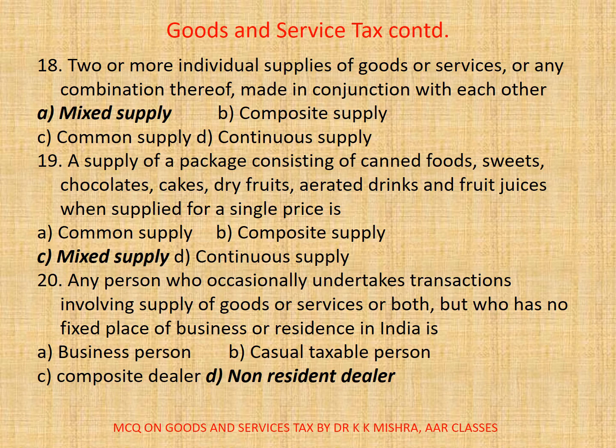19. A supply of a package consisting of canned foods, sweets, chocolates, cakes, dry fruits, aerated drinks and fruit juices when supplied for a single price is. Options are A. Common supply, B. Composite supply, C. Mixed supply, D. Continuous supply. The correct option is C.